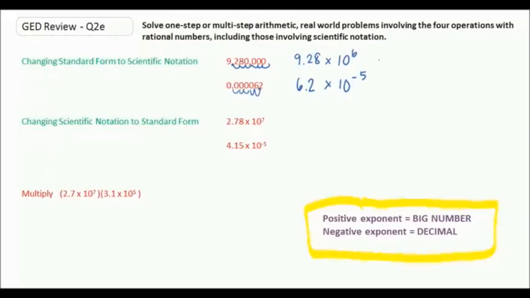To go back from scientific notation to standard form, well, we're going to say, let's take that 2.78 and write it over here to give ourselves a little bit more room.